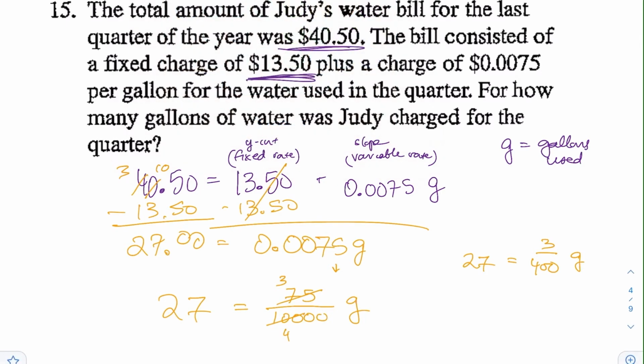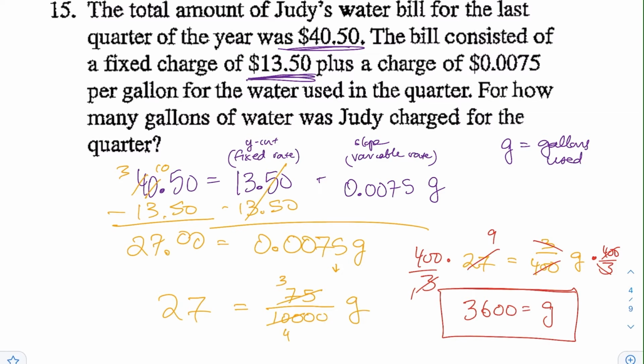And to solve for this, you can multiply both sides by 400 over 3. And 3 and 27 cross cancel to form 9. So 9 times 400 will be 3,600. So that would be 3,600 gallons of water.